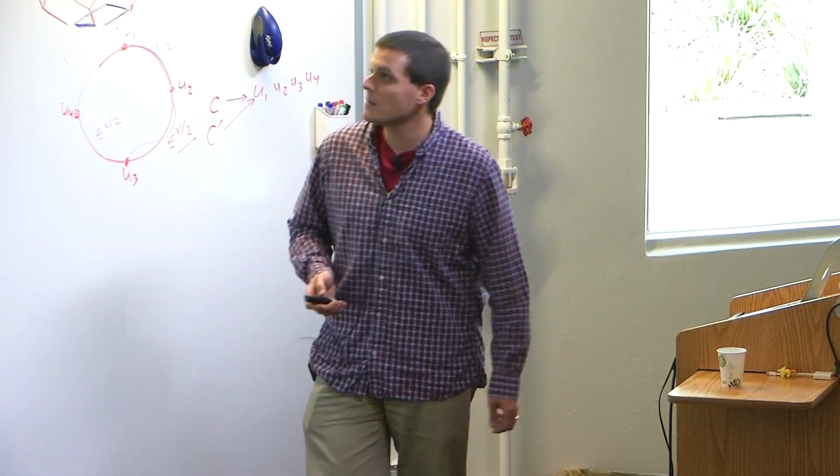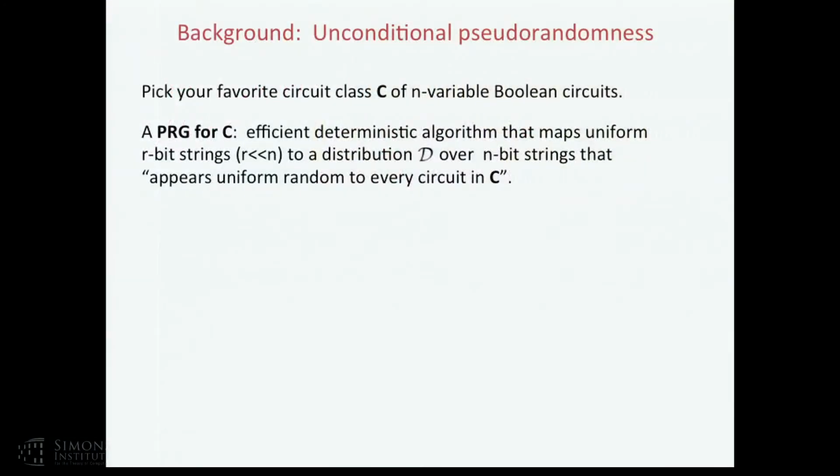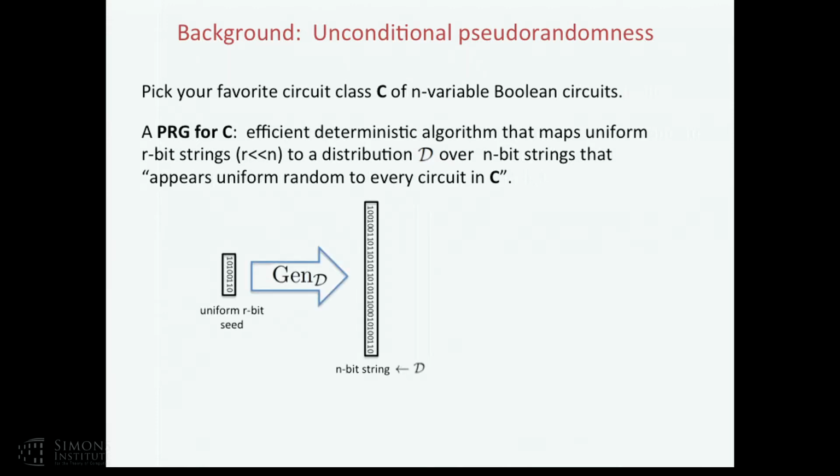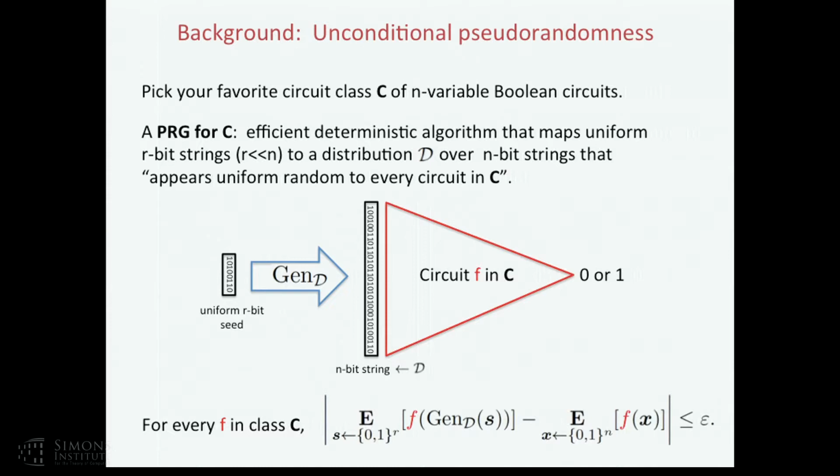By this point in the workshop, I think we're all pretty familiar with this notion of pseudorandom generators, so I'll go through this first slide very quickly. We have some circuit class that we're interested in, and a PRG for the class is just an efficient deterministic algorithm that stretches short, truly random strings to pseudorandom strings, which can fool all the circuits in the class. So you've got some kind of r-bit seed. The generator is deterministic. It gives you an n-bit output drawn from this distribution, which successfully fools every function in the class. Whatever your circuit is, the difference in expectations or acceptance probabilities is at most epsilon.